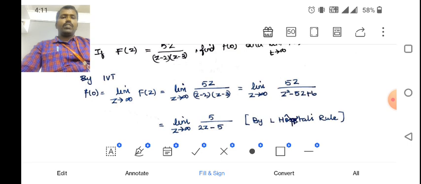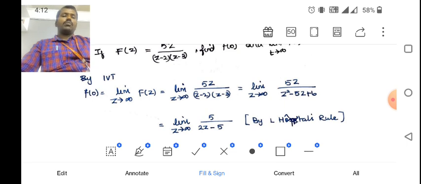The limit as z tends to infinity of F(z) is 5z by (z minus 2) into (z minus 3). Limit z tends to infinity, 5z divided by, multiplying the denominator, z square minus 5z plus 6. Substitute the value and apply the L'Hospital rule, limit z tends to infinity.